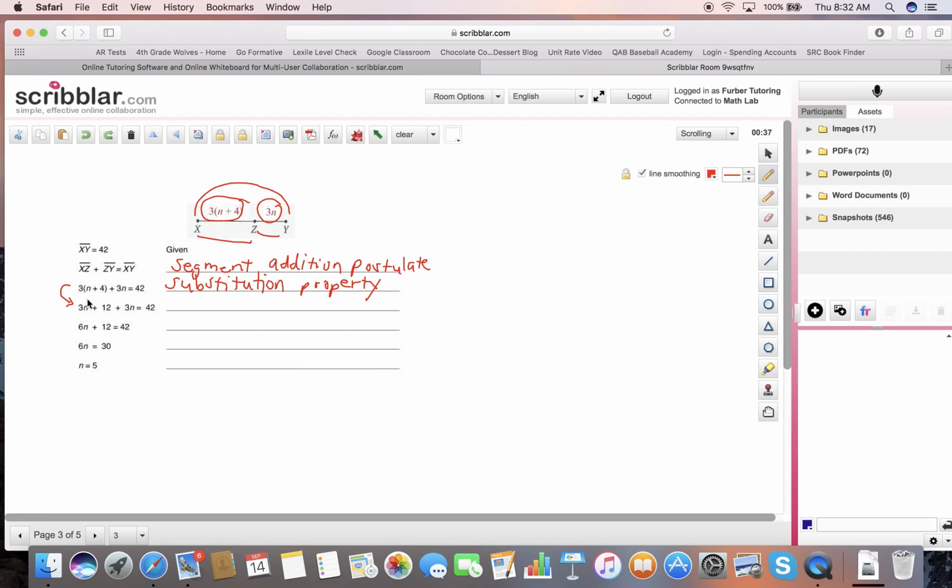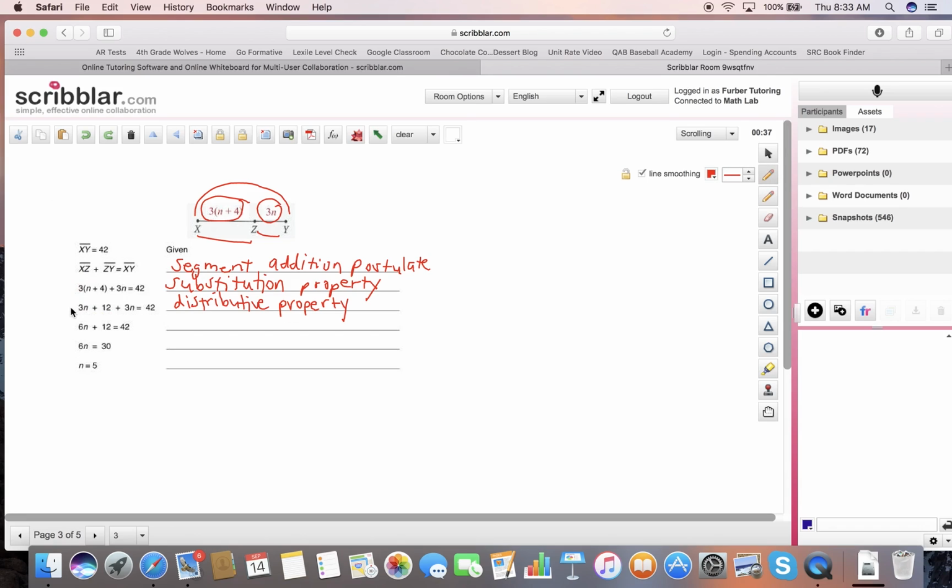What did I do to the left side? The left side's what looks different. What did I do to the left side to make it look like that? Well, you should be able to tell that the parentheses are gone. How are the parentheses gone? Well, that's because I distributed the 3 to the n and the 3 to the 4, and I got 3n plus 12. So that is called the distributive property. That's how I got from this step to this step. Okay, all right, so now let's look at the next step.